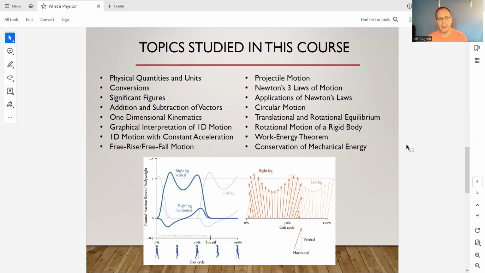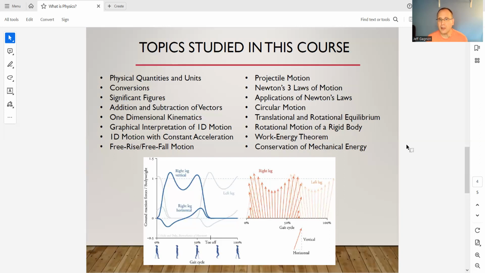Then we'll transition into dynamics, which is the study now of the forces that cause the motion. So now we're going to look at the actual cause of the motion. So we'll look at Newton's three laws of motion, which is really important. We'll spend, again, a lot of time solving problems, looking at applications of Newton's laws.